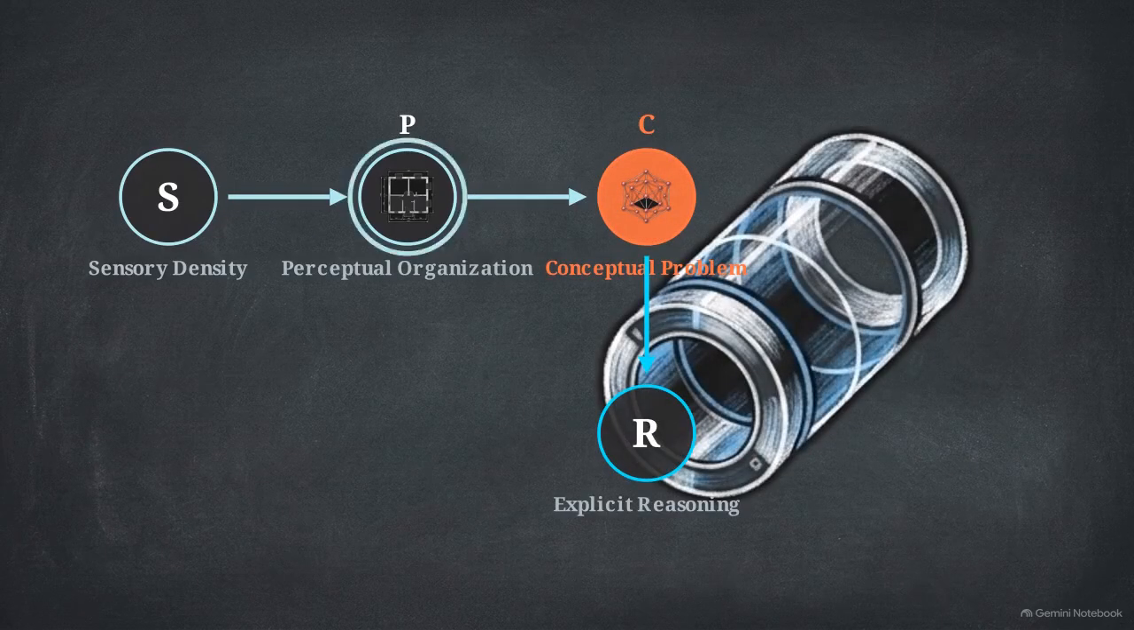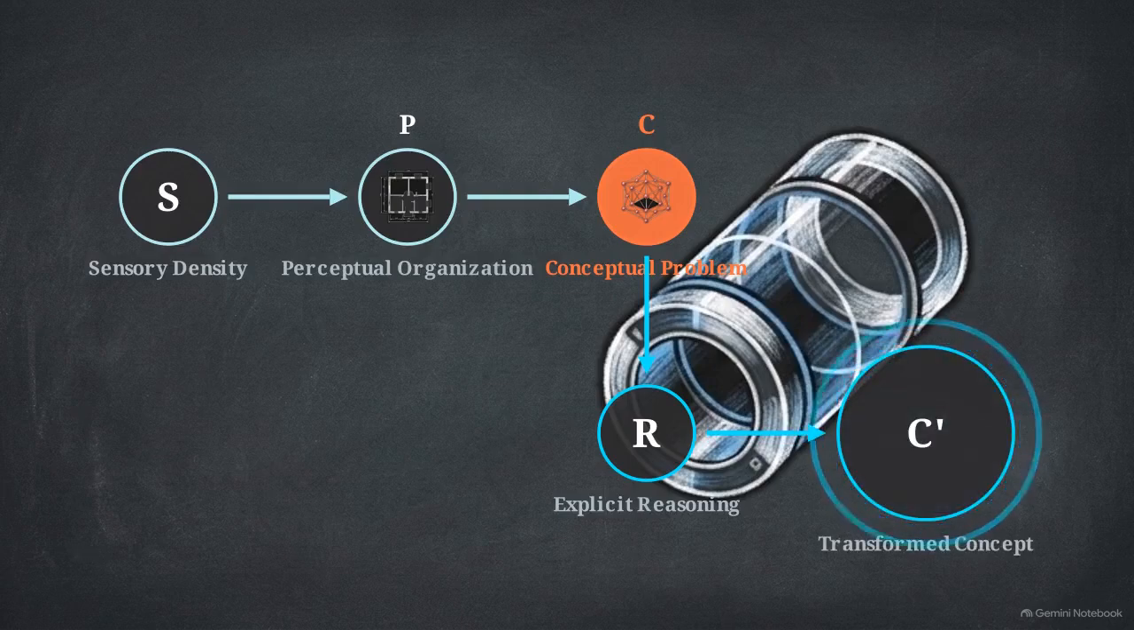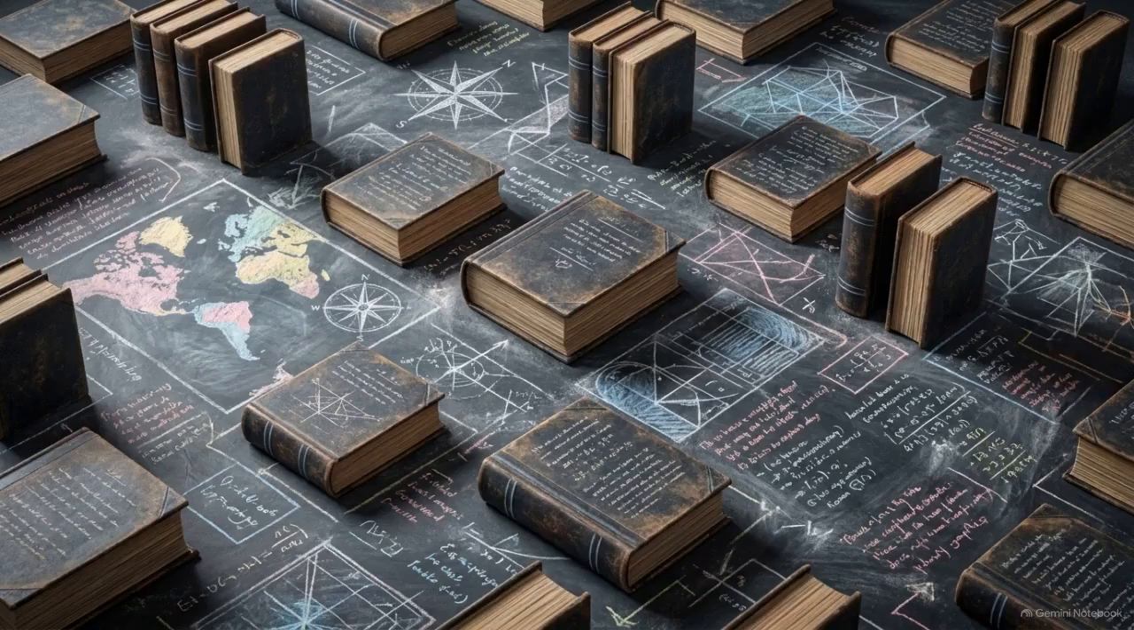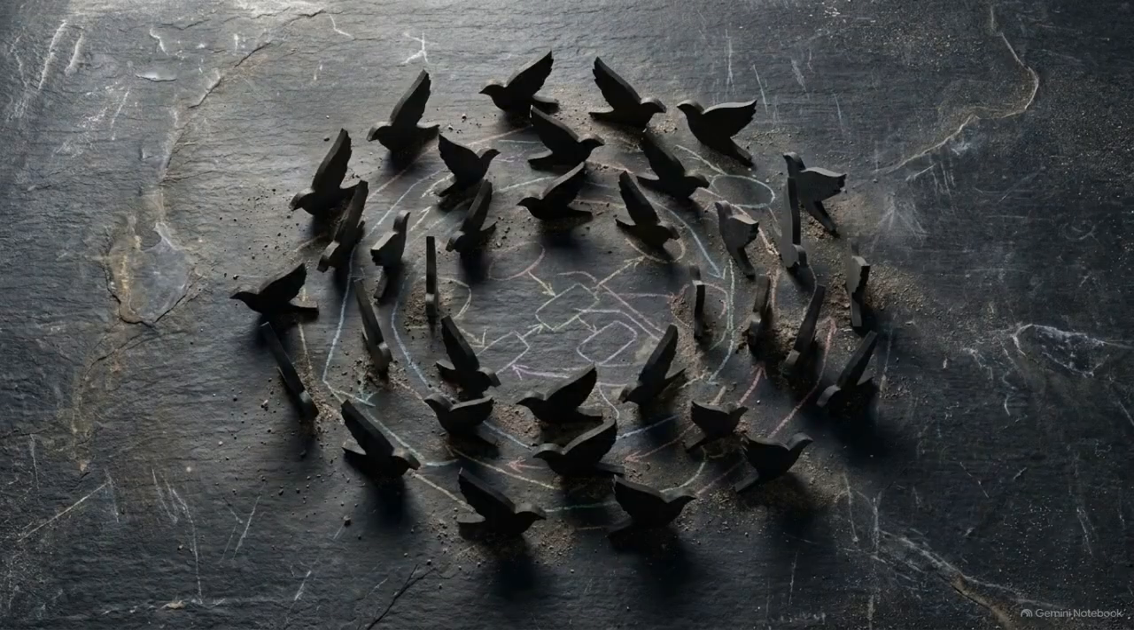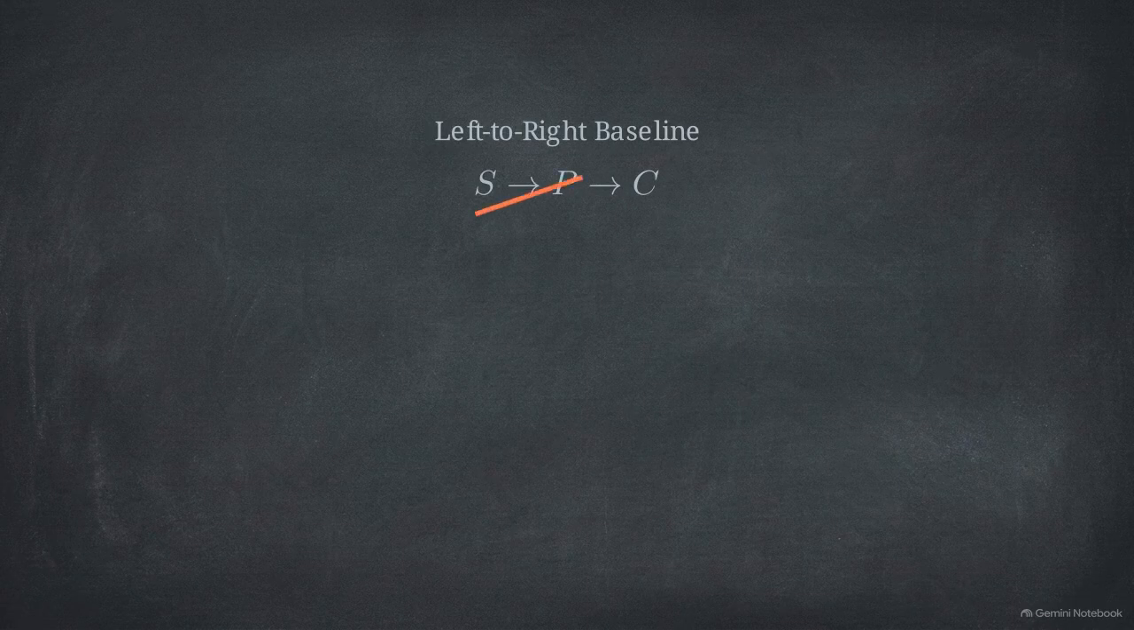The progression moves from an organized perception to a conceptual problem, which triggers systematic reasoning, ultimately generating a new, transformed concept. This introduces a stress test for the linear model. Farid al-Din Attar's mystical epic, The Conference of the Birds, breaks the sequence entirely. This reversed vector diagram shows why a strict left-to-right reading misinterprets Attar's landscape.